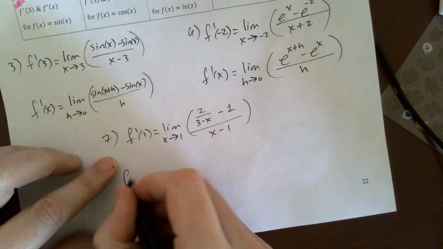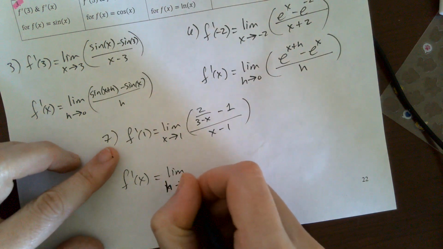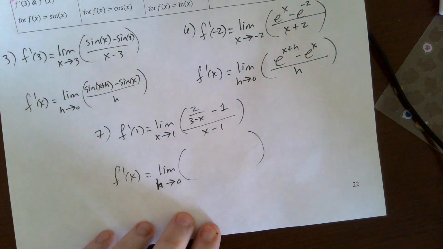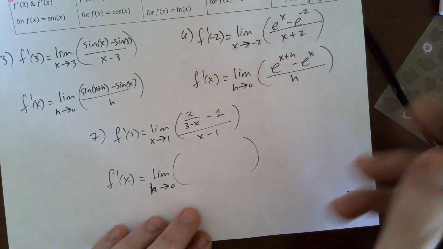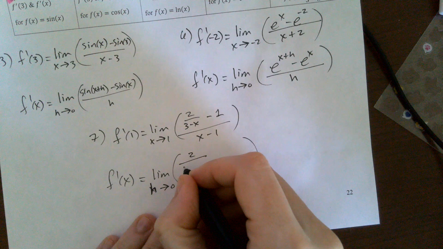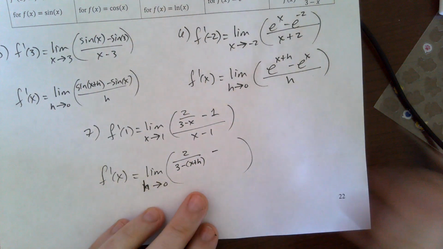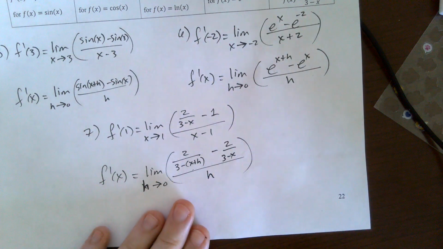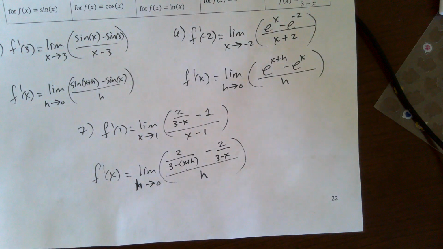Okay, and now f prime of x is the limit as h approaches 0. F of x plus h, so I'm replacing the x with a binomial. So where there was just an x, there's going to be a binomial. So 2 over 3 minus x plus h, I need parentheses there, minus 2 over 3 minus x all over h. And it would be nice to distribute the negative there, but you could leave it. Yeah. In the interest of time, we'll just leave it. Okay, guys, there it is.